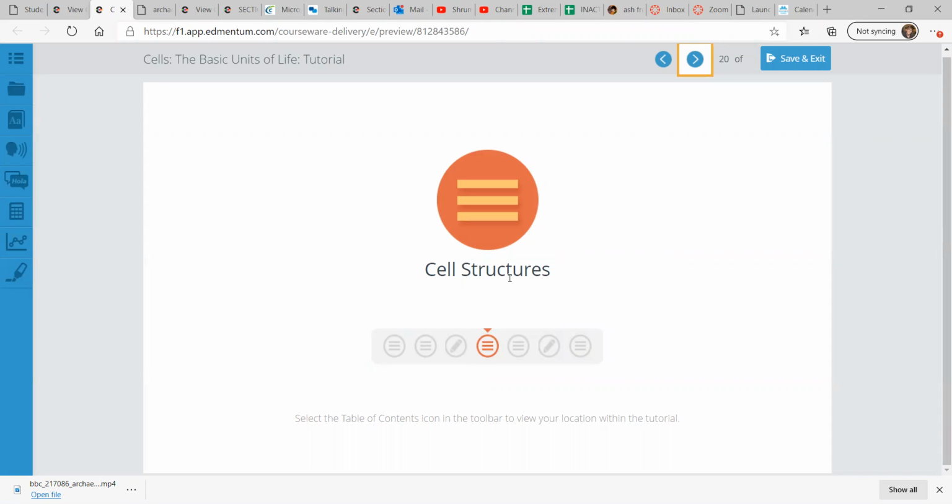Hey, it's Mr. Shrum, and I am back with the second part of the cells unit, unit 3, part 1 of the cells. We were talking about how they are the basic units of living things, prokaryotes, eukaryotes, all that good stuff. And now we're going to look at how they are actually structured.